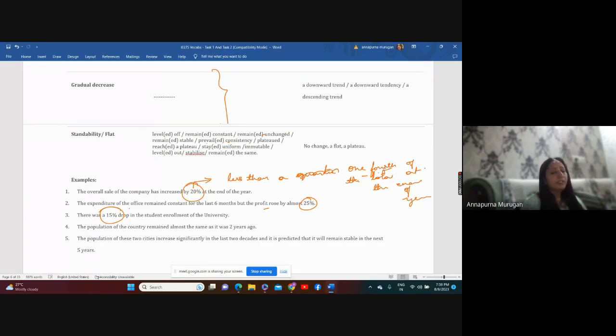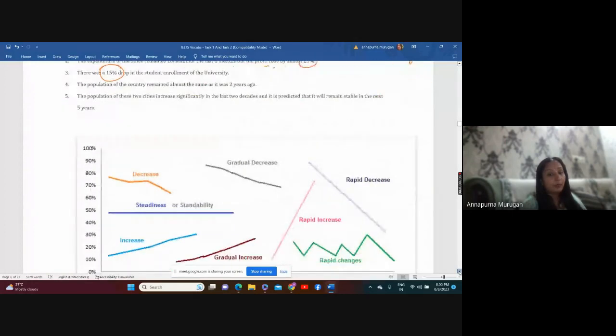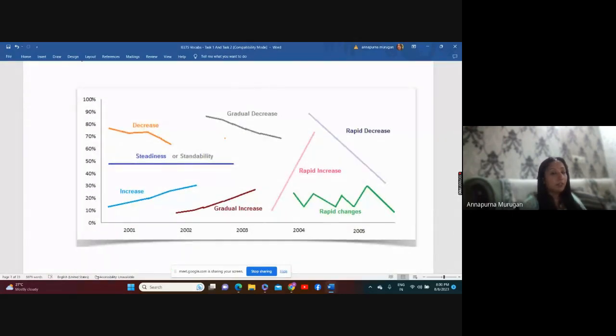Okay. The expenditure of the office remained constant for the last 6 months, but the profit rose by 25%. That means, so you can say that the profit rose by 1/4 of the total expenditure. Okay. So that is the thing we basically have. Therefore, you need to be careful about this. See, we have given you the pictures also. So yeah, 4/4 also you can use.